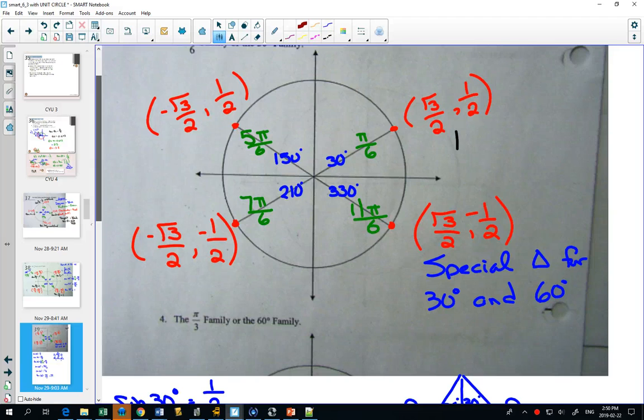And finally, from your triangle, tan of 30 degrees, or tan of pi over 6, is equal to root 3 over 3. 10-second head start to finish your tans.